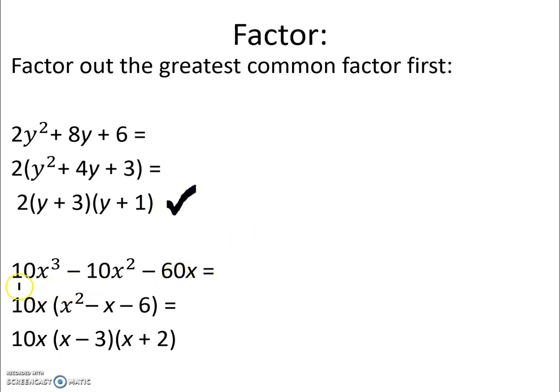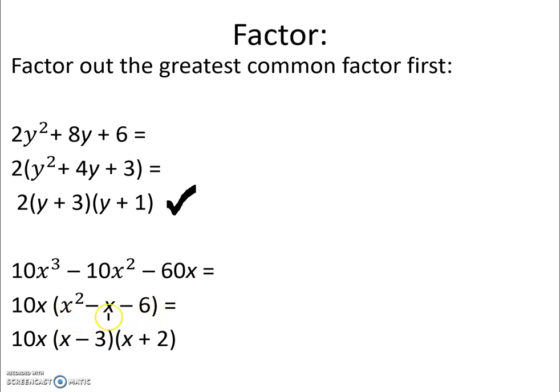We're looking at the next example, 10x cubed minus 10x squared minus 60x, and we're trying to figure out the greatest common factor. The greatest common factor of the numbers is 10, and the lowest power of the variable is x, so our greatest common factor is 10x. Pulling the 10x away from the 10x cubed, we find that that's x squared. Doing the same thing to the middle term, we find that that's a negative x. And finally, taking 10x away from the negative 60x, we find that that's a negative 6.